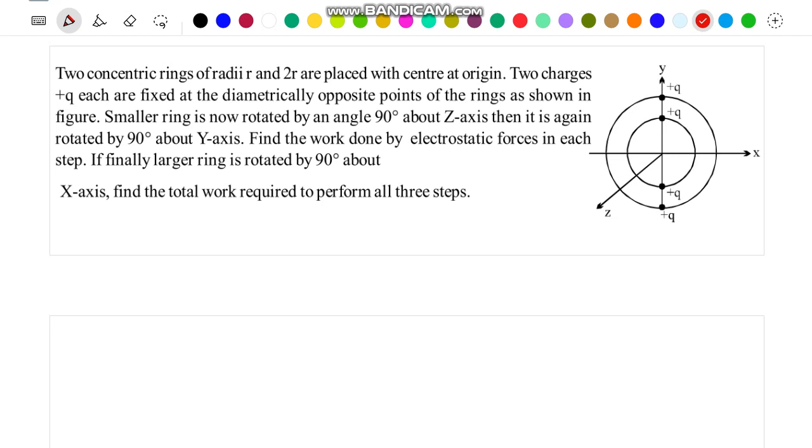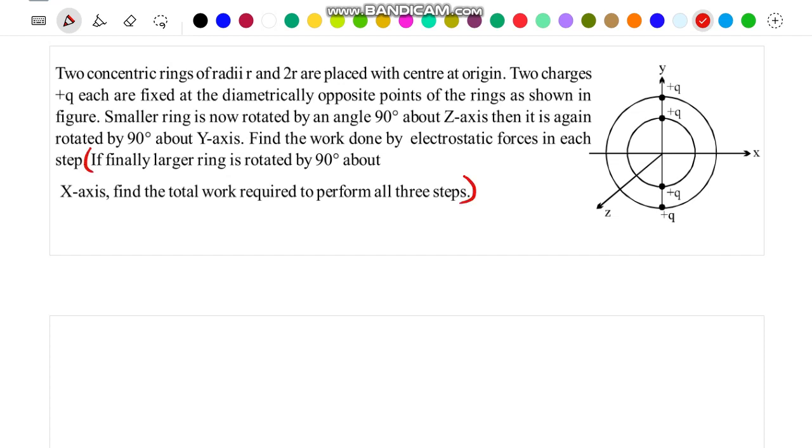Hello friends, in this problem there are two concentric rings of radii r and 2r which are placed at the with their centers at origin. Now the two charges plus q each are fixed at the diametrically opposite points of the rings as shown. Now this smaller ring is first rotated by an angle of 90 degree about z axis, and then it is again rotated by 90 degree about y axis. Now we have to find the work done by electrostatic forces in each of these steps.